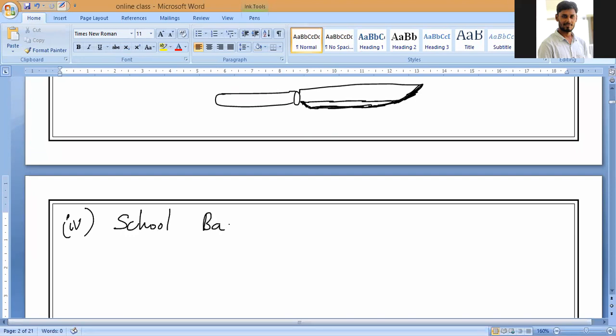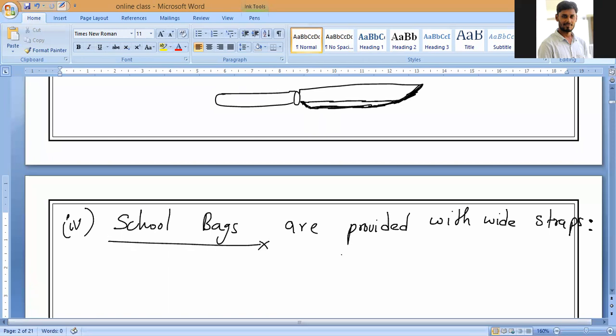If you observe, definitely school bags are provided with wide straps. Understanding? So why are they providing wide straps? Why can't they keep something like a thread? To reduce the pressure, sir, so that less pressure is exerted on our chest, by broadening the straps.